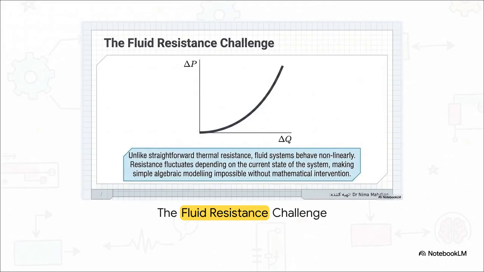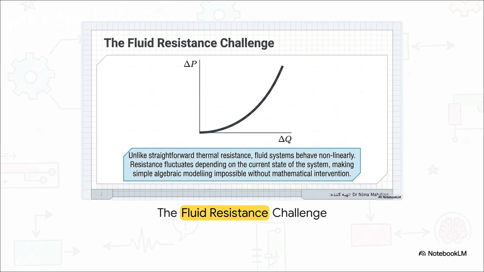But here's where we hit our main mathematical conflict for today. Unlike straightforward thermal resistance, fluid resistance behaves non-linearly. Resistance actually fluctuates depending on the current state and pressure of the system. This curving non-linear relationship between pressure and flow makes simple algebraic modeling pretty much impossible.